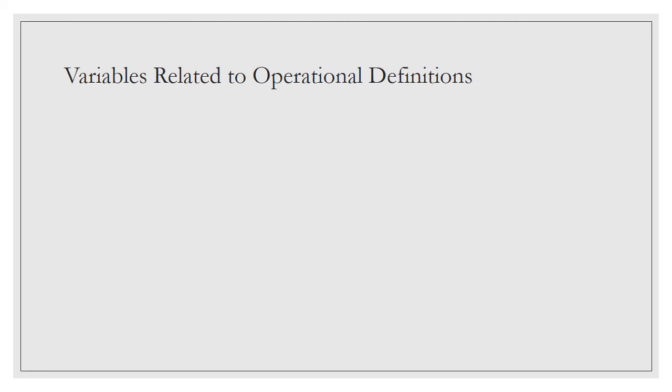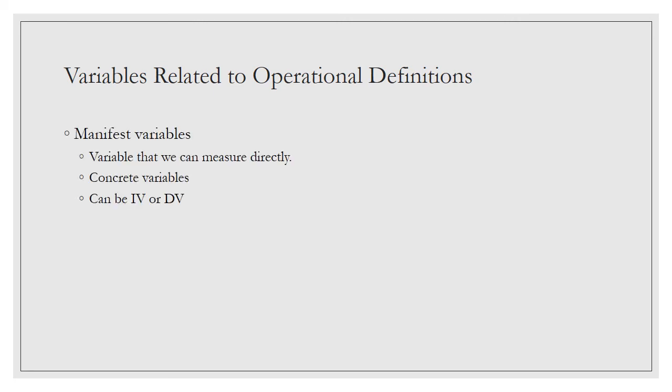When determining things about operational definitions as you write your research questions, I'll come back to these ideas again later on in the semester, but we may have this when we get into measurement issues. The idea of manifest variable. These are things that we can directly measure. You can think about them as concrete variables. They could be an independent or dependent variable.